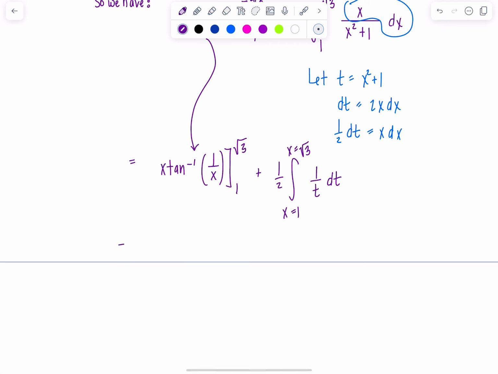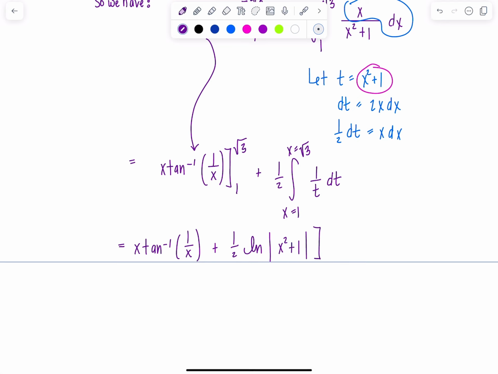All right, so then from here, let's see, we've got x tan inverse 1 over x plus 1/2. Now, do we know the antiderivative of 1 over t? Why, yes, it's natural log absolute value of t. I'm just ready to go back to x's though. t is x squared plus 1, okay? Absolute value x squared plus 1. And then now I can say, ooh, all of this is evaluated from 1 to rad 3 so nicely. See? So in this case, it was nice not to switch the limits of integration.